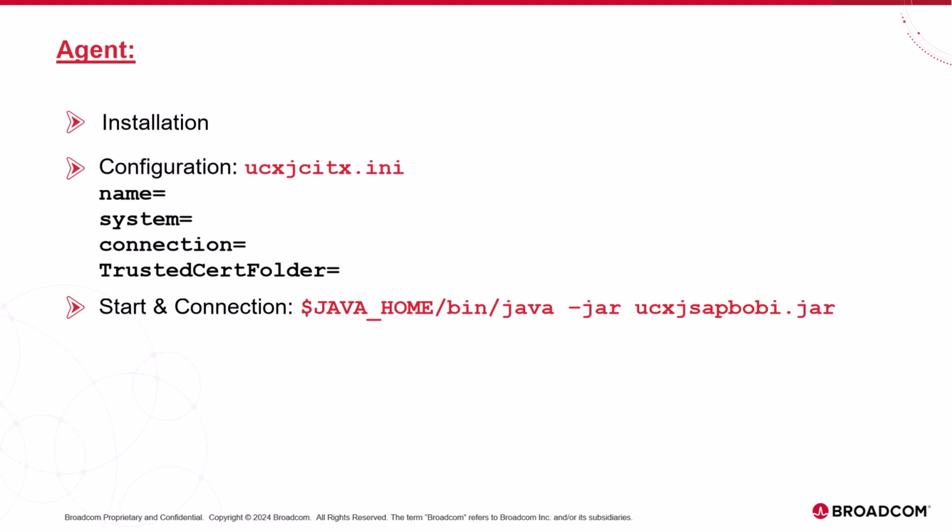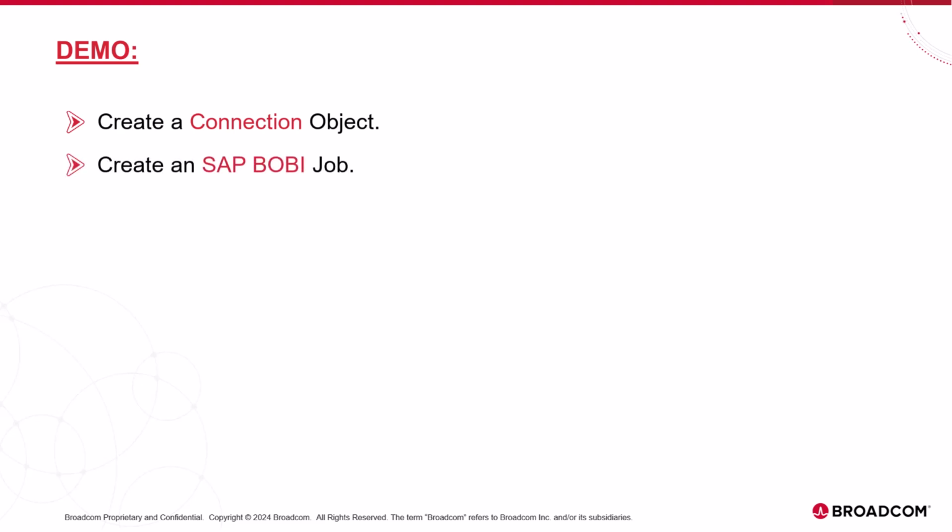The agent connects to the AE and deploys the object templates needed to support the integration, the CONN or connection object, and the SAP BOBI job templates. In our demo, we will create a connection object. Once we have established the connection to the SAP BOBI environment, we'll create an SAP BOBI job. Finally, we'll execute and supervise this job.